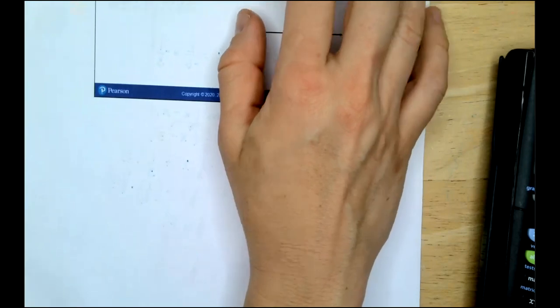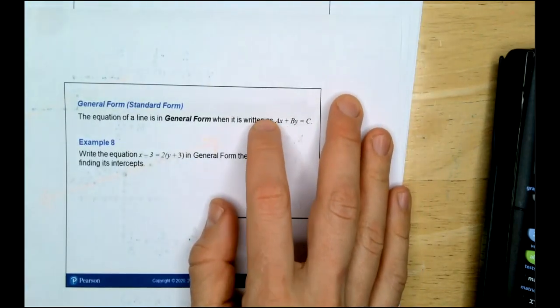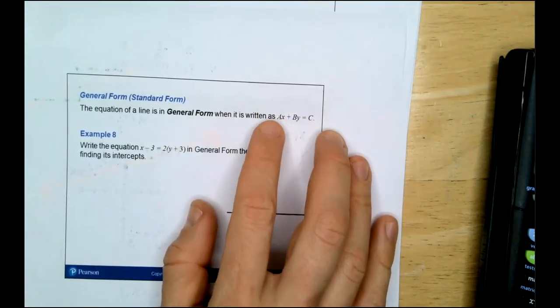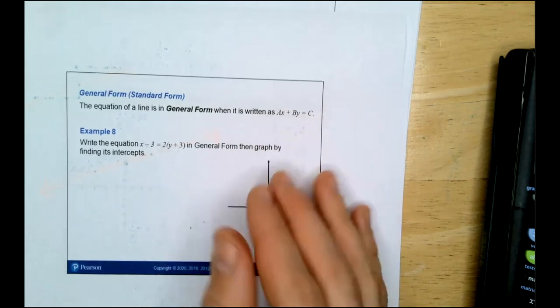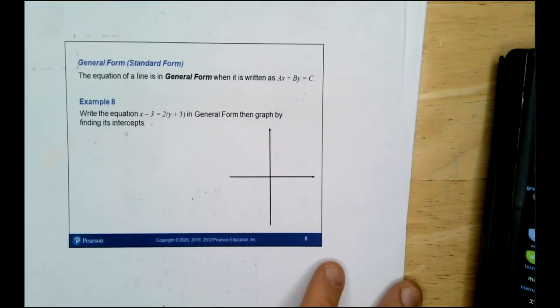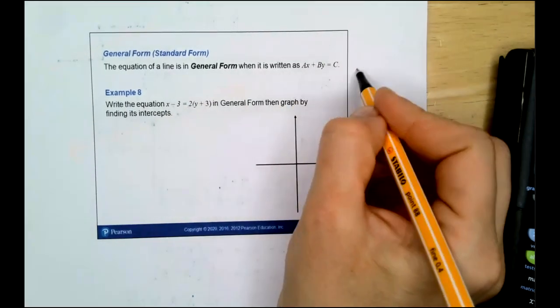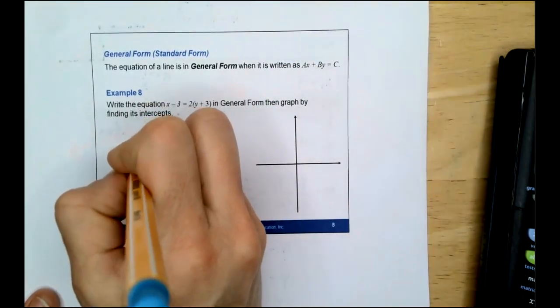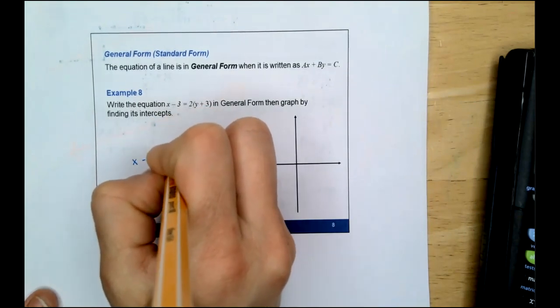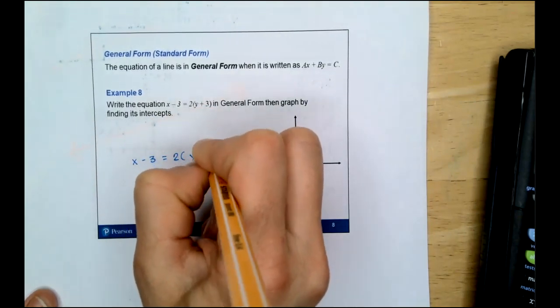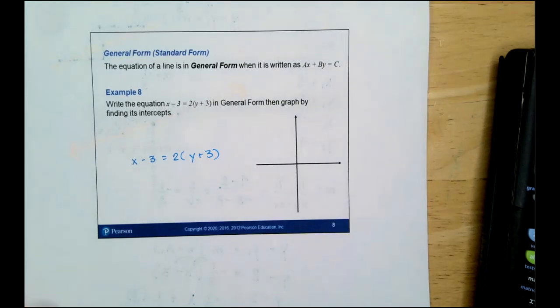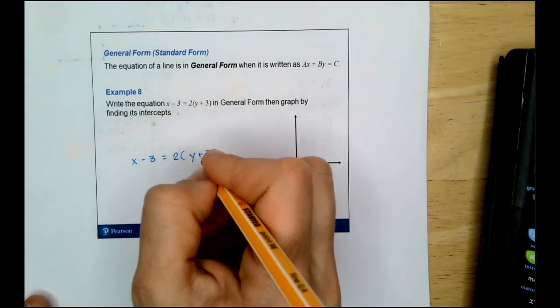So when an equation of a line is written in general form, it's written as ax plus by equals c. It is my least favorite form, but there might be 1 or 2 questions on it. So this is general form. So write the equation x minus 3 equals 2 times the quantity y plus 3 in general form and graph by finding the intercepts.